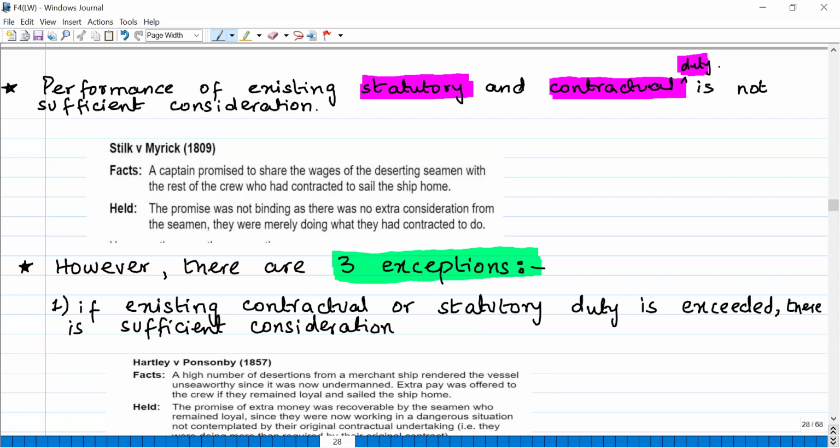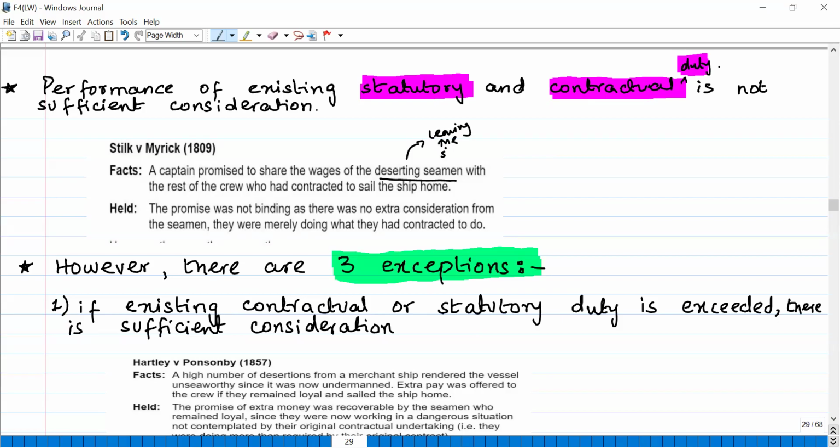Similarly, performance of an existing contractual duty is also not sufficient consideration. Let's read a case here. A captain promised to share the wages of the deserting seamen with the rest of the crew who had contracted to sail the ship home. Okay. Deserting seamen means ones who were leaving the ship.